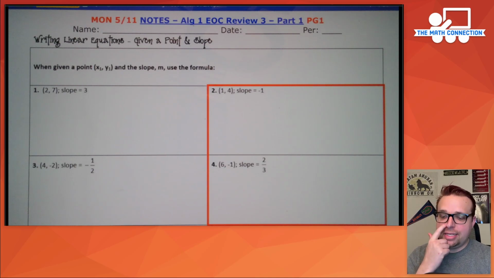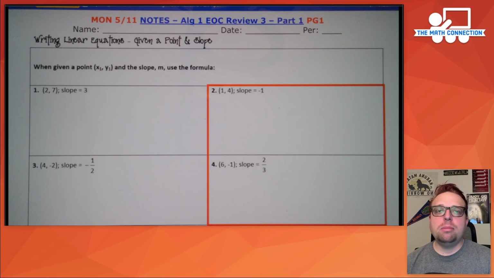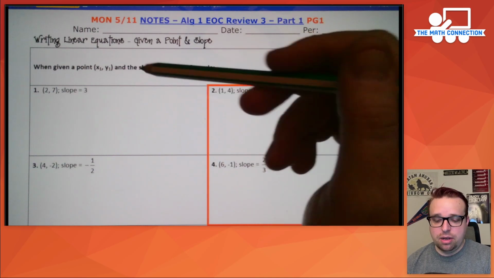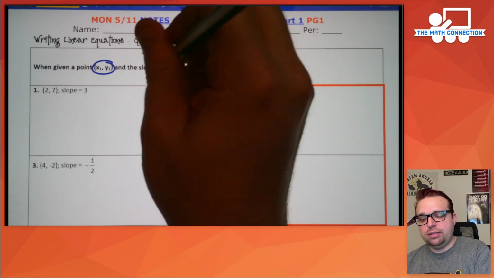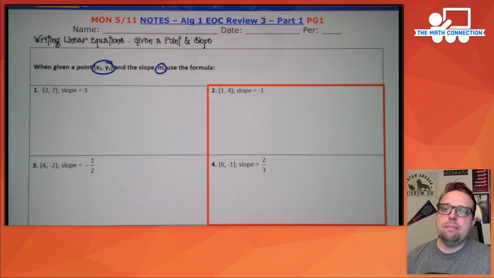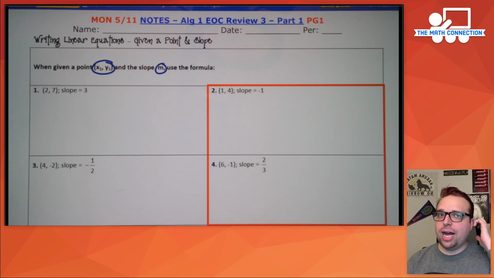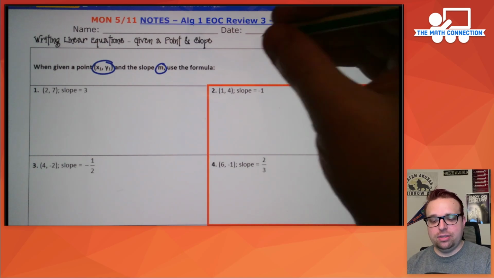Today we're going to start off the lesson talking about writing linear equations when you are given some of the information. So let's jump right in. Our first set of questions is about when you have a point and a slope. So you know what the m is and you know one of the points on that line. The thing you're missing is the y-intercept, so you don't know where the line crosses the y-axis. But you can easily find that by plugging some stuff into the formula.